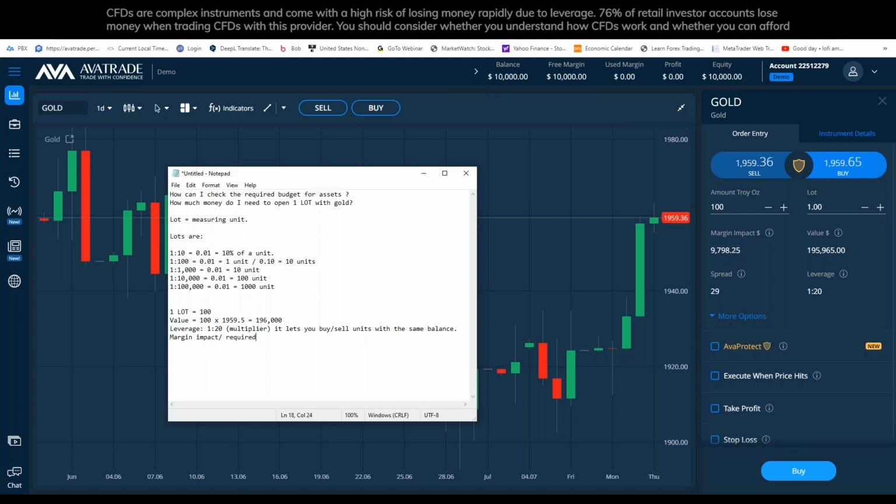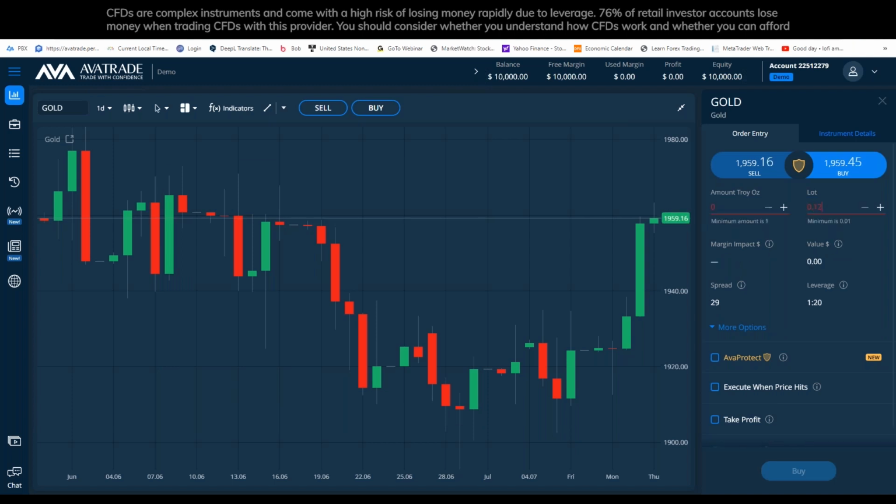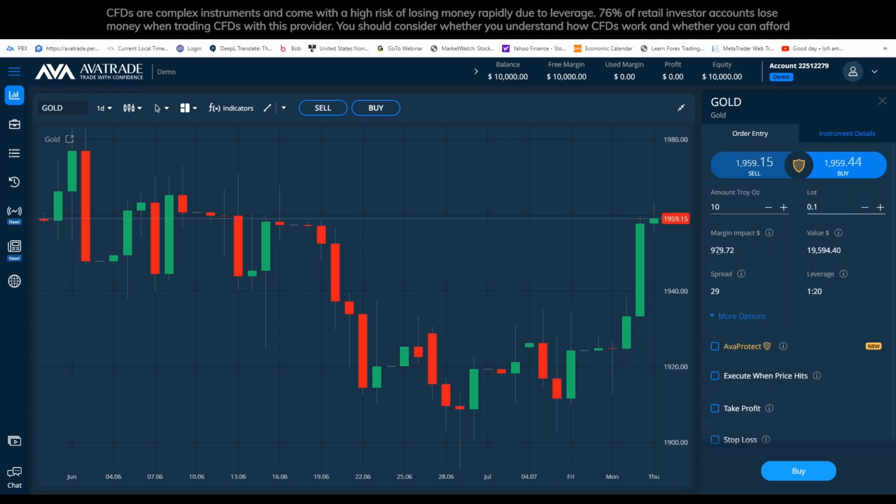You'll have to excuse my typos, guys. As you see, I'm doing a lot of things at the same time. So that means 9,000. Okay. Right? So this is the necessary budget for 100 units. If it would be only 10, obviously that's 10 times less and so on. So that's 10 times less, and 0.01 is 10 times less than that.